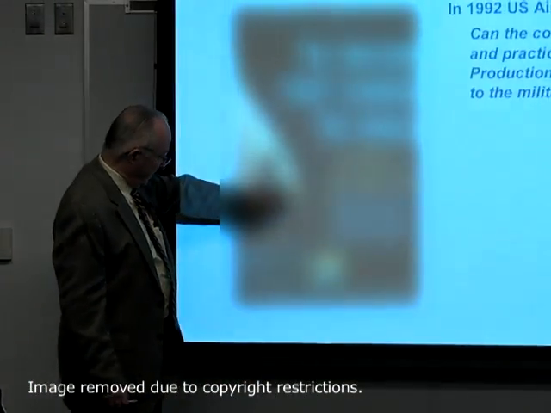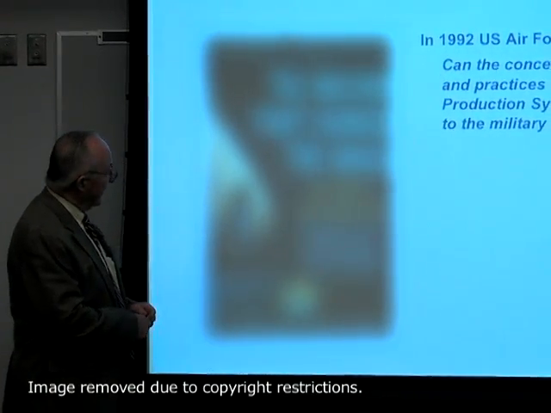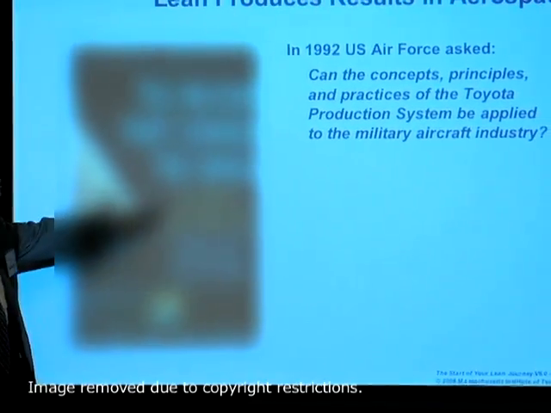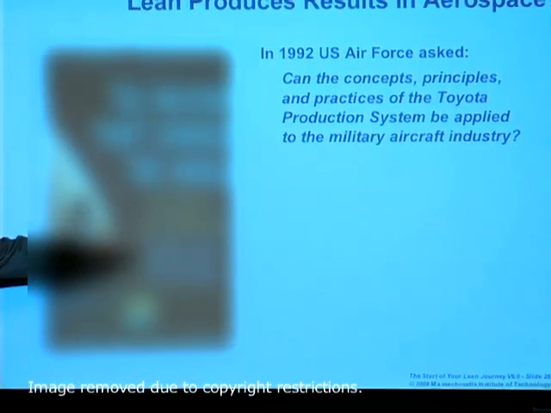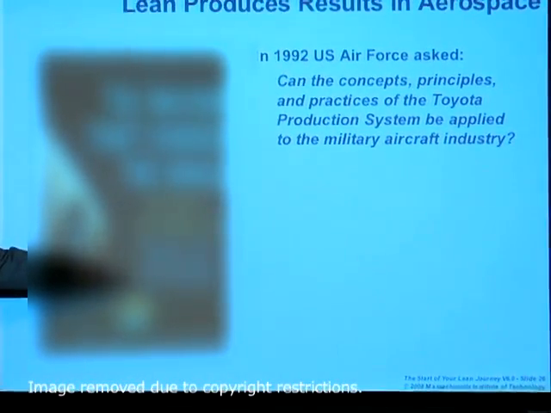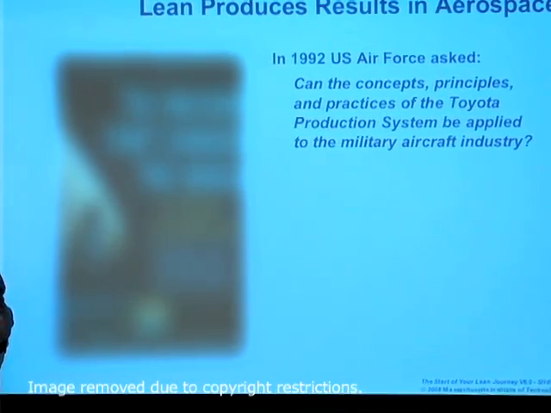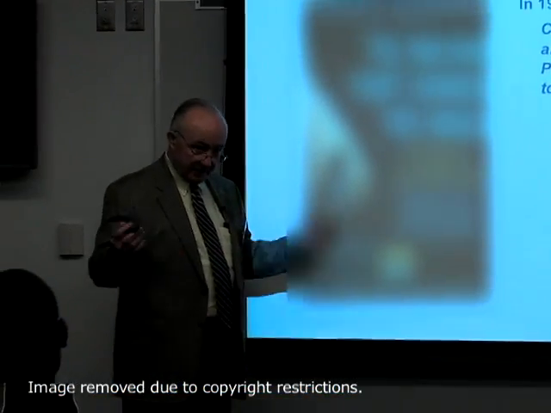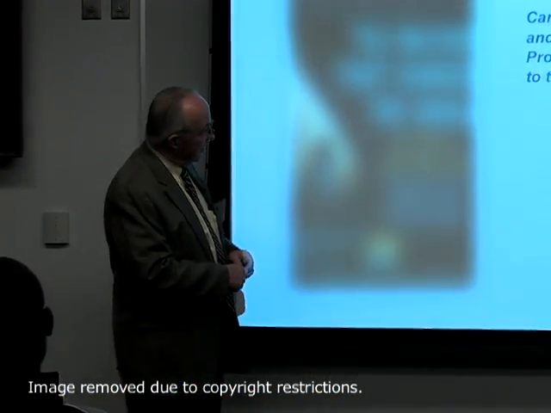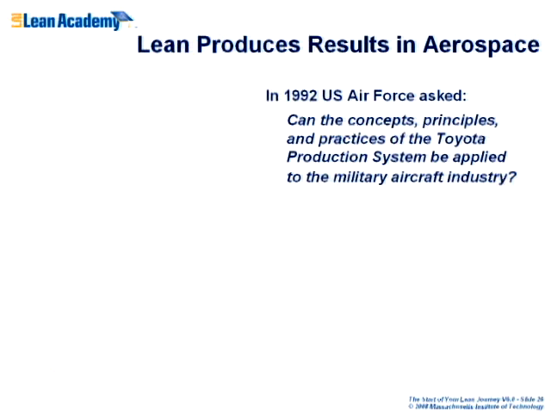So that's the book, and I heartily recommend that you get it. Jim Womack and Dan Jones and Dan Roos, and the story of lean production, how Japan's secret weapon in the global auto wars will revolutionize Western industry. And it has spread from the automobile industry in Japan to the aerospace industry, and now hopefully Detroit's going to get the message. But a 3-star general in the Air Force said, can the concepts and principles and practice of the Toyota production system be applied to the military aircraft industry?